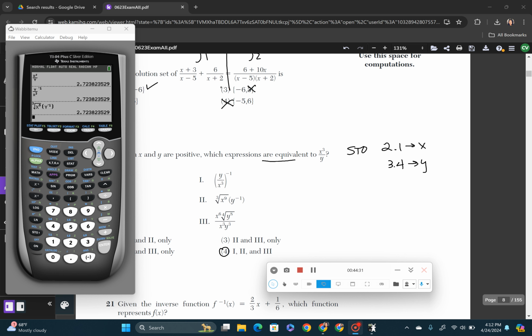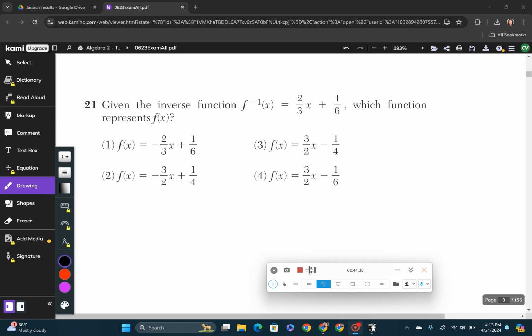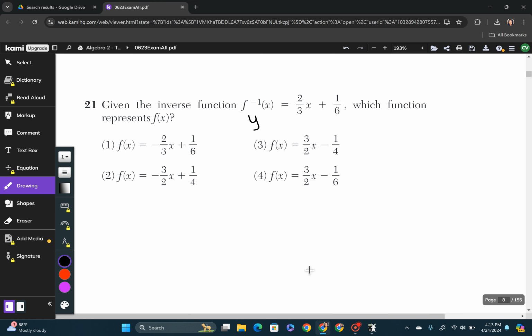Right, so the next one, inverse, right? So we're going to take our original, y equals 2/3 x plus 1/6. And for inverse, that means that wherever my y is, I'm going to replace it with an x. Instead of y equals 2/3 x plus 1/6, I'm going to take every x and replace it with a y, and every y replace it with an x. So I have x equals 2/3 y plus 1/6.